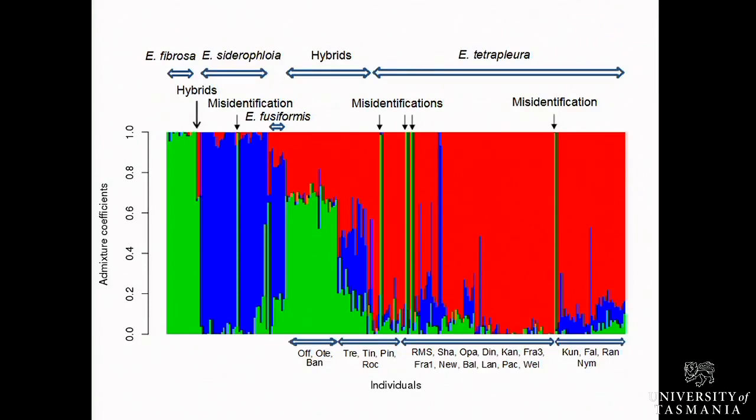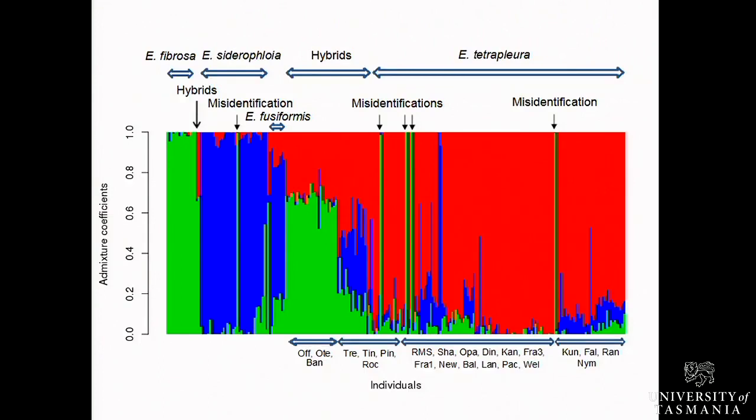Then most of the sidrifloa samples also had strong assignment to sidrifloa, except for this one here that's clearly a misidentification and was actually fibrosa. And then fusiformis is interesting because while it does have a strong assignment to the sidrifloa group in blue, it also seems to have admixture from fibrosa and from tetrapleura.